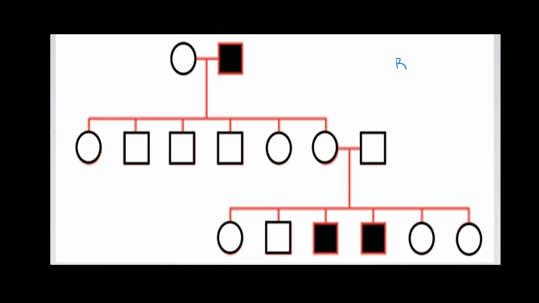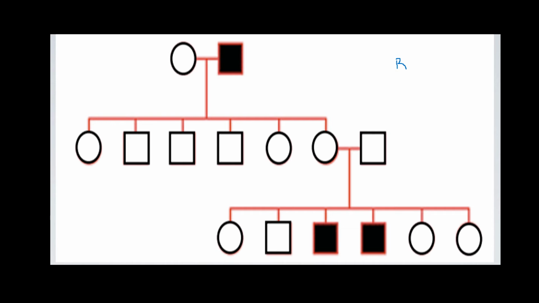Now the next thing is we have to identify whether it is an autosomal disease or X-linked disease. If this is an autosomal disease, with equal frequency both male and female are affected, but here only males are affected. We know that in X-linked recessive, mostly males are affected rather than females. For a female to be affected, the father should be affected and the mother should be a carrier or affected. So here that is not satisfied.